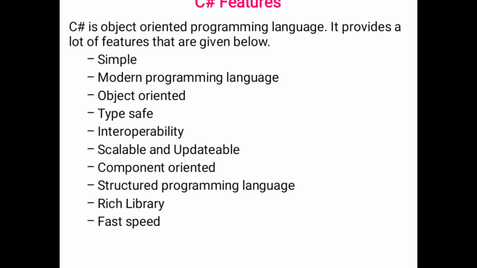So next, C# features. C# is an object-oriented programming language. It provides a lot of features that are given below. It is simple, modern, object-oriented, type-safe, interoperable, scalable, component-oriented, with a rich library, fast speed, and so on.